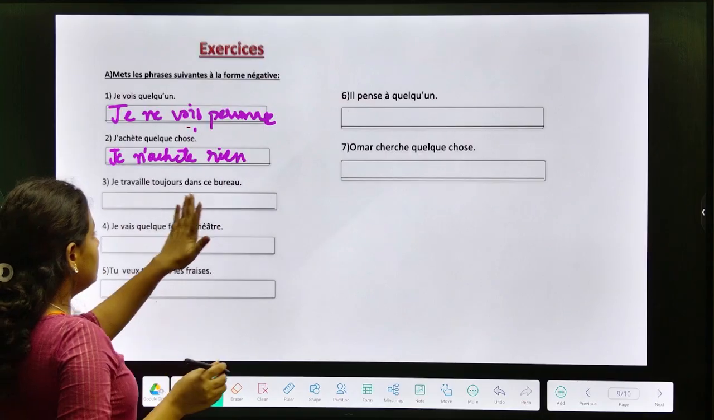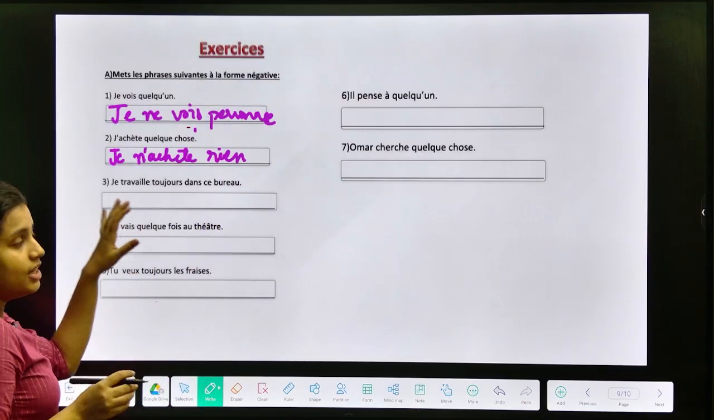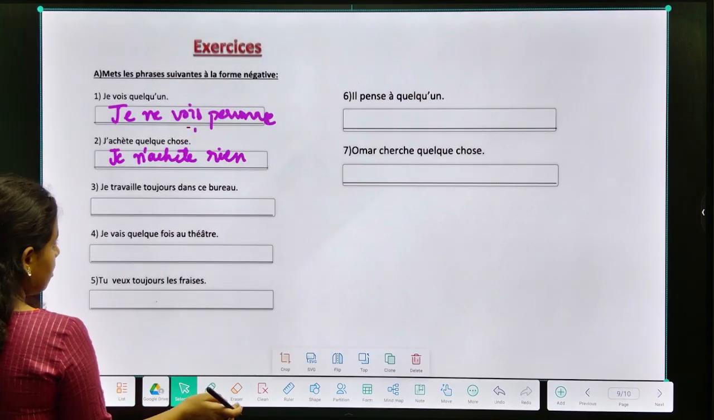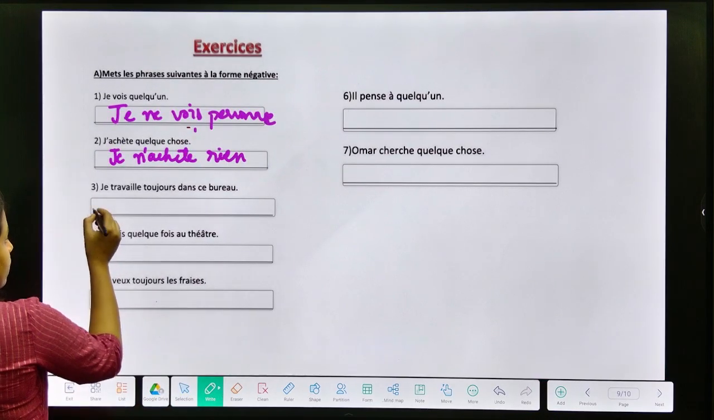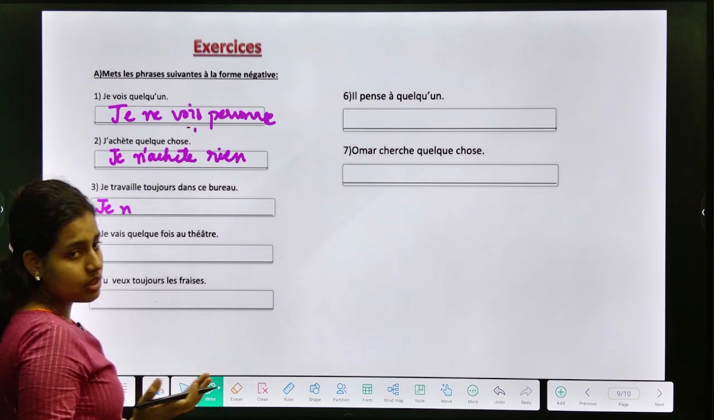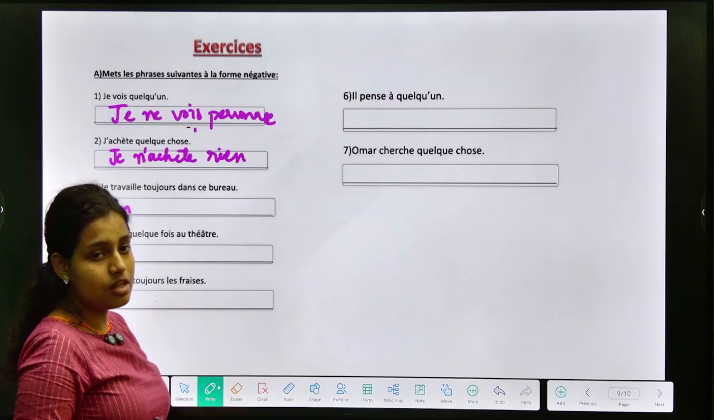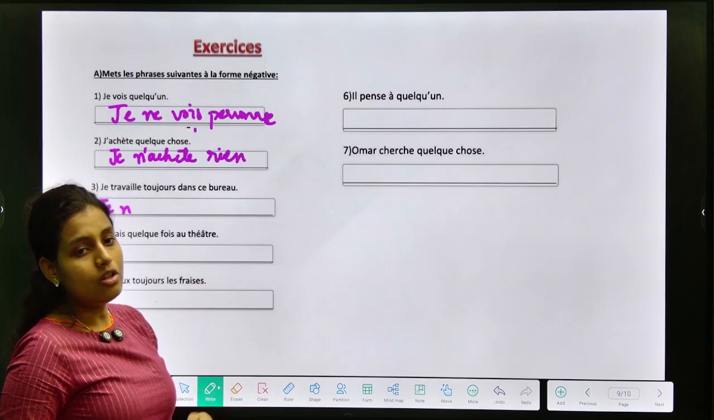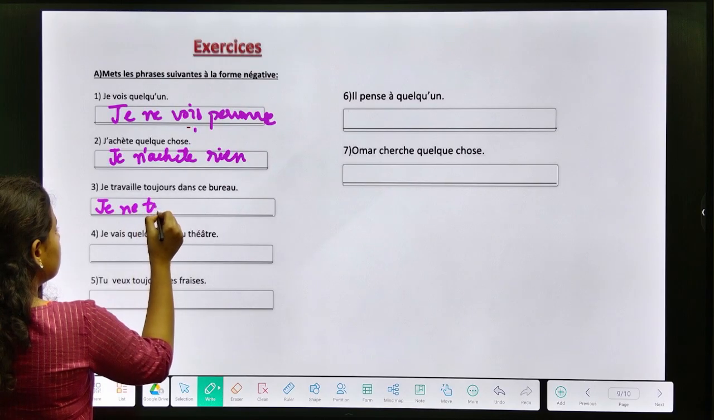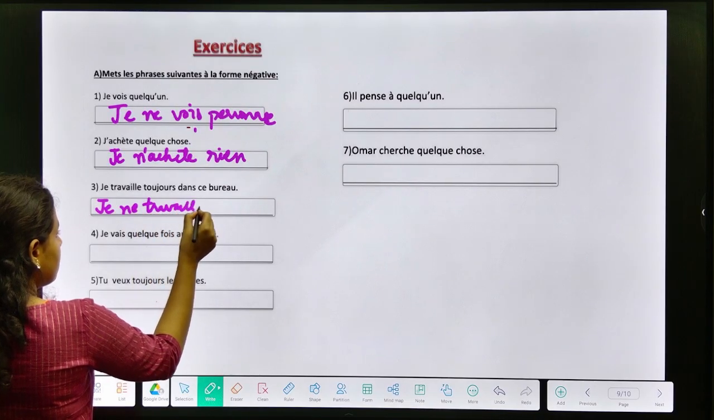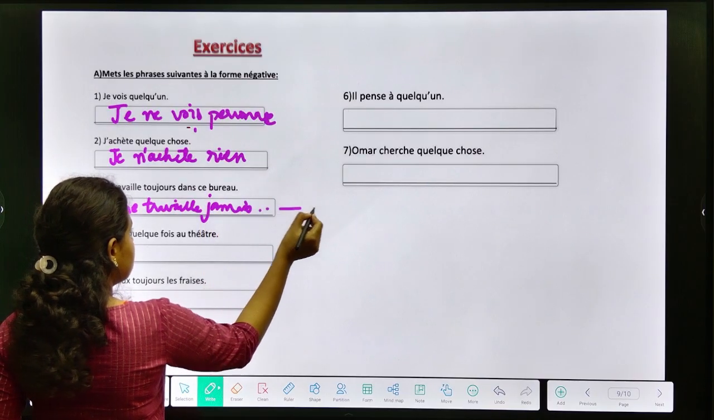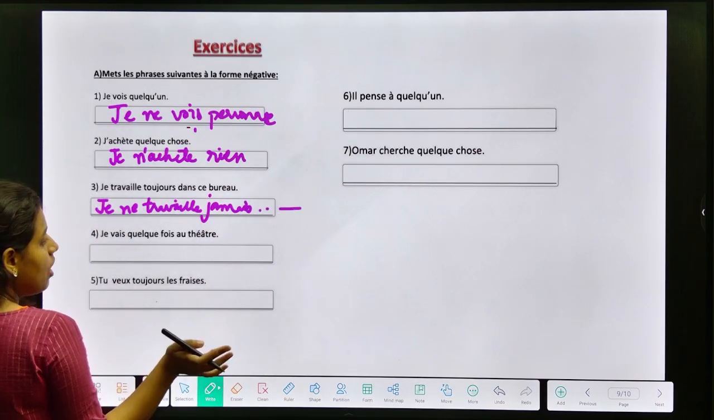Then you have je travaille toujours dans ce bureau. I always work in this office. So you will write I never work in this office, or I no more work in this office. So you can negate it using both the markers. Either you can negate it with ne plus, or also you can negate with ne jamais. That is, je ne travaille jamais dans ce bureau.